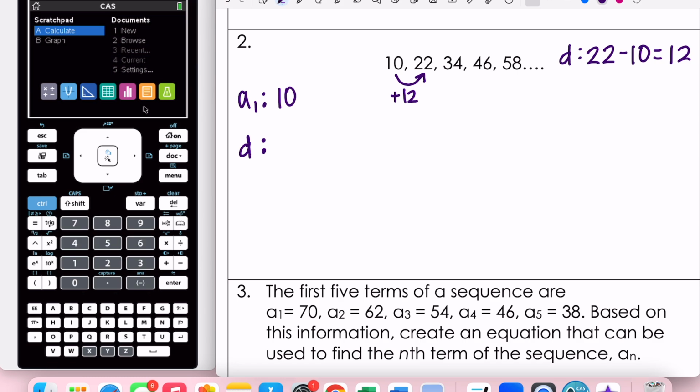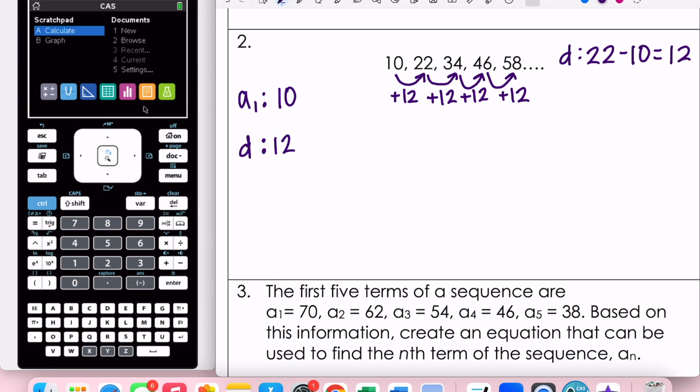I always want to check to see that I have the same common difference between terms. So 22 plus 12 gives me 34. 34 plus 12, does that give me 46? Yes. 46 plus 12, does that give me 58? Yes. So here, my common difference is 12.